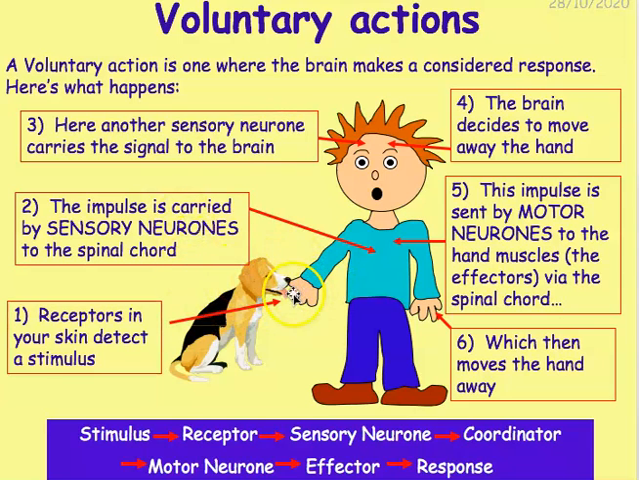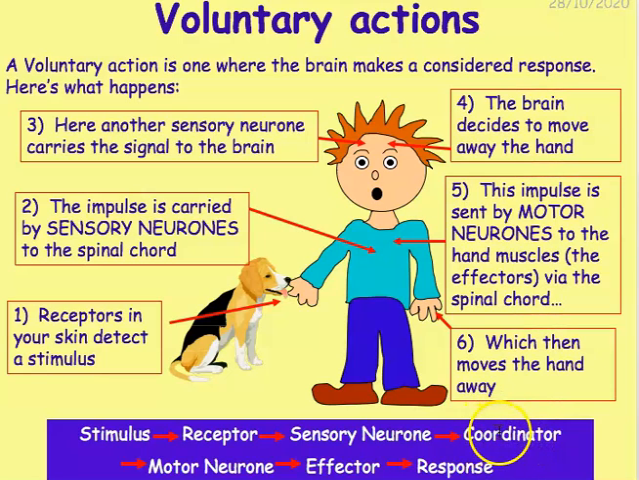Now, we know that the message will go from his hand to his brain, but the added bit of information here is that the receptor cells in his skin will receive this information, but it's actually the sensory neuron that sends the message to the coordinator. And remember what the coordinator is? In this case, it is the brain.